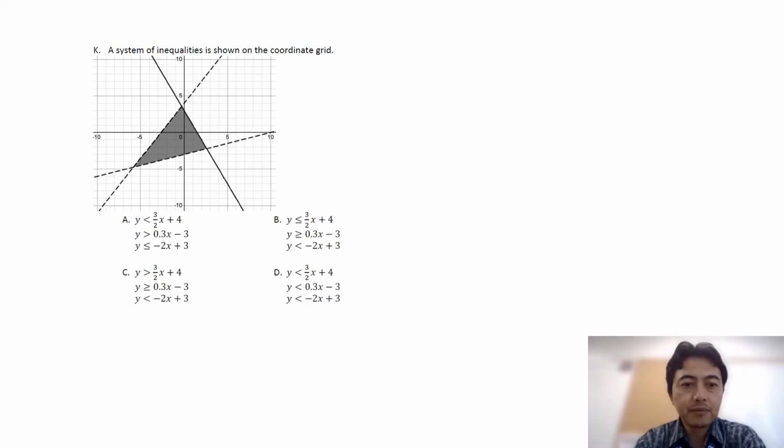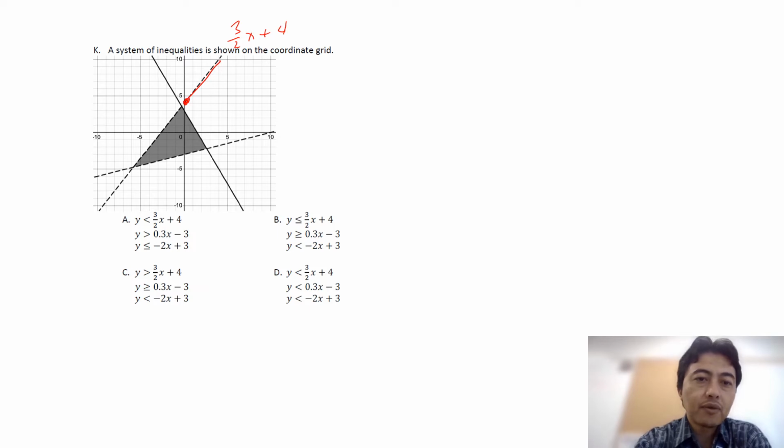Okay, for this problem, we know that the three equations or inequalities are the same. The only difference is whether they are greater than or less than. So the first thing that we can look at is their slope and y-intercept. So 3/2 x plus 4 will be this line. The y-intercept is 4 and it goes up 3 across by 2. 0.3x minus 3 will be over here. You know that the y-intercept is minus 3 and that's the only one there. So this is the 0.3x minus 3.